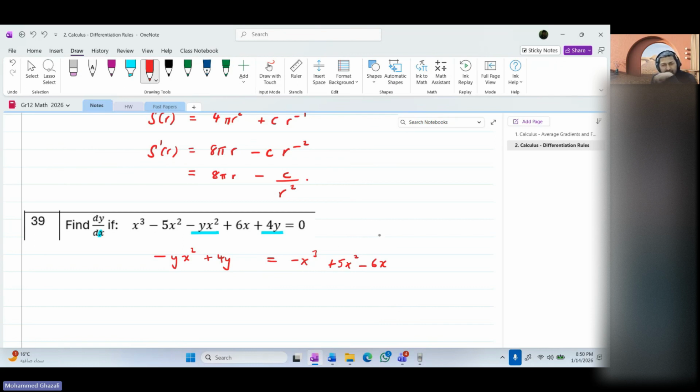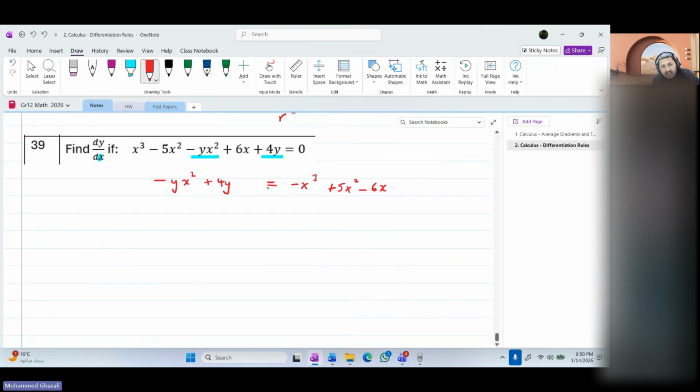Minus x cubed plus 5x squared minus 6x. All right, that's great. But now we have a negative x cubed on the other side. So let's multiply everything by a negative. So we have yx squared minus 4y is equal to x cubed minus 5x squared plus 6x. Okay, that's much better because we multiplied by negative.